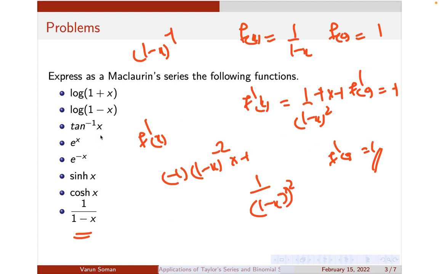So please try these problems. These are very standard problems. Usually these problems are asked in the examination. So be careful, and please try to complete all these problems.